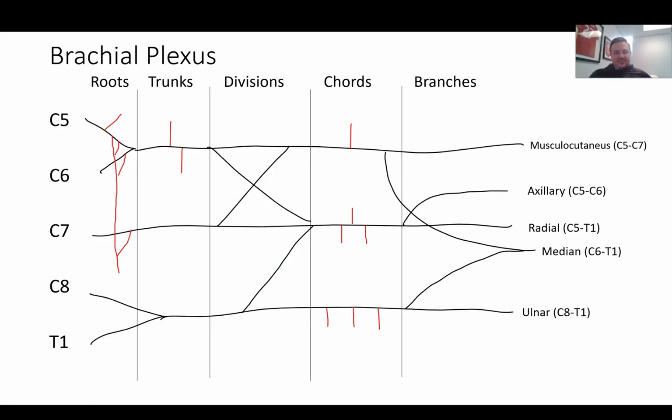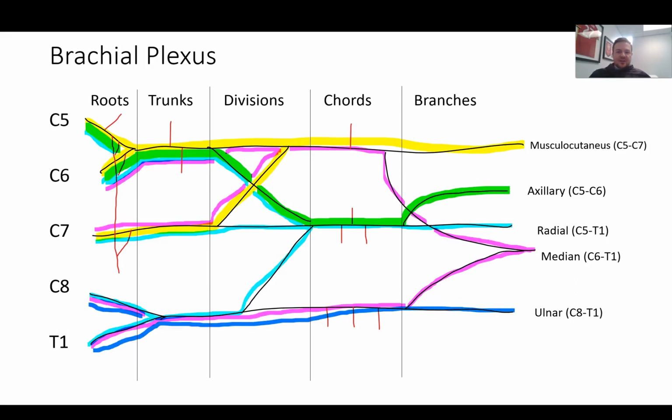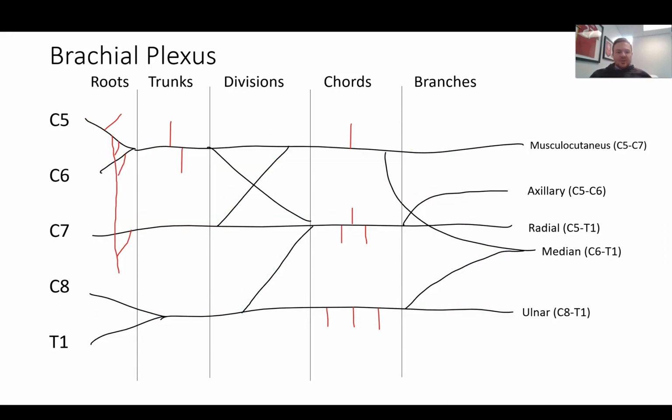So if we take that and we erase all the colors, right? Here's all the colors that help you distinguish those nerves. And if we get rid of those colors, now let's start filling in the red peripheral nerves. So we already know where our endpoints are, the musculocutaneous, axillary, radial, median, ulnar, the MARMU, if you will.